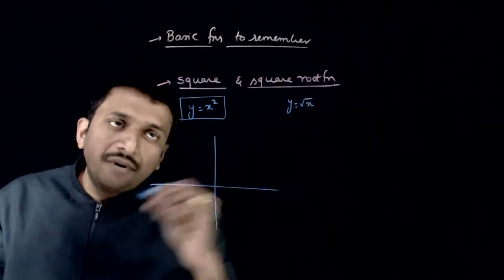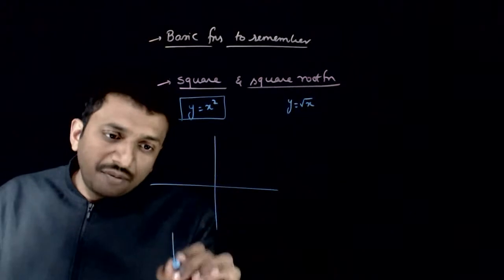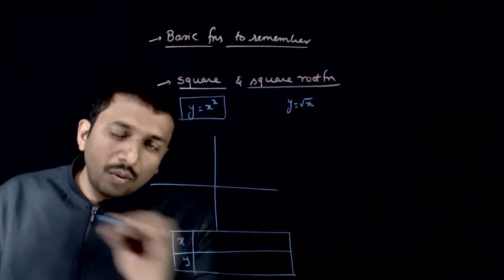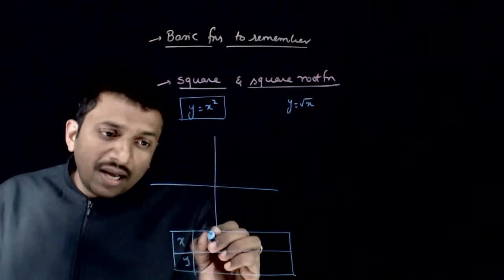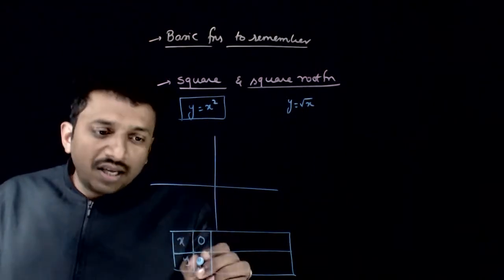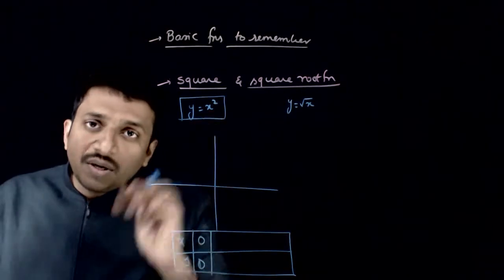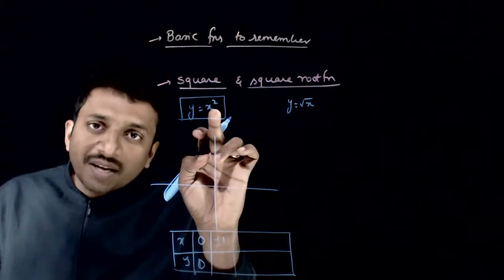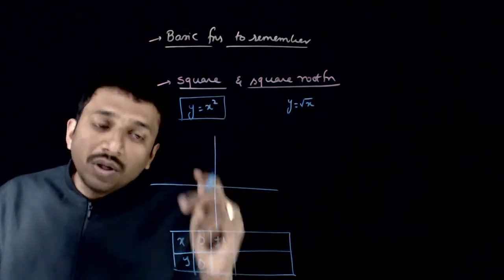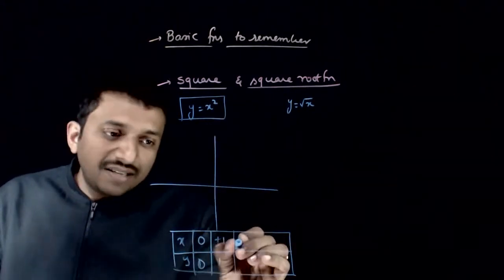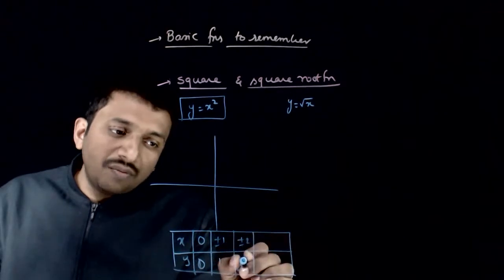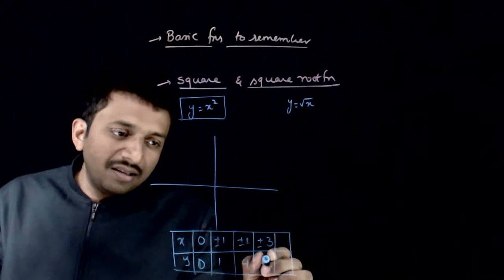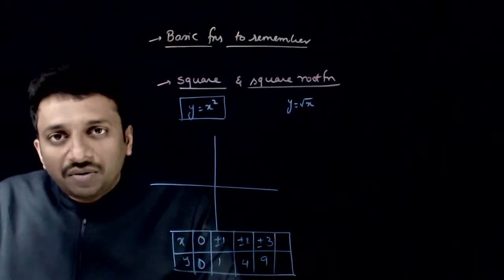If you take the graph of this, you can draw the graph by drawing a sample table. So x and y. Corresponding to x is equal to 0, y is equal to 0, right? x square is equal to 0. Corresponding to plus or minus 1, if x is equal to plus or minus 1, what is plus or minus 1 whole square? Plus 1. If x is equal to plus or minus 2, the value of y is 4. Plus or minus 3, the value of y is equal to 9.